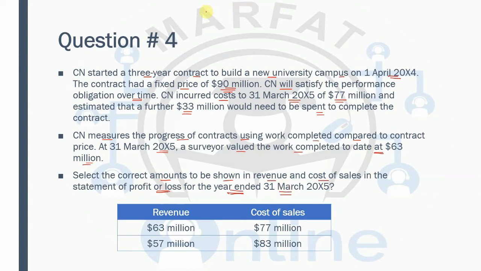Now that means step number 1 is the contract profit or loss. Step number 2 is the stage of completion. Step number 3 is the statement of profit or loss. So first of all, we have to see whether this contract will be making profit or loss.